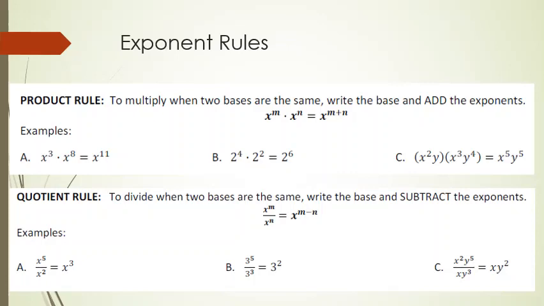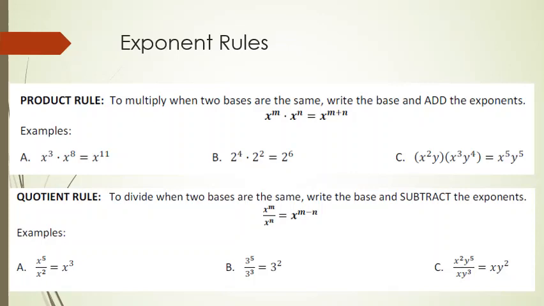Now if we look at the quotient rule, quotient is a fancy word for divide. It makes sense that we're subtracting. When we multiplied, we added. So obviously when we're dividing, we're going to subtract. Same thing occurs. You have to have the same base. And you are subtracting the numerator and the denominator. So in our examples, we have x to the 5 divided by x squared. 5 minus 2 is 3, so we get x cubed.